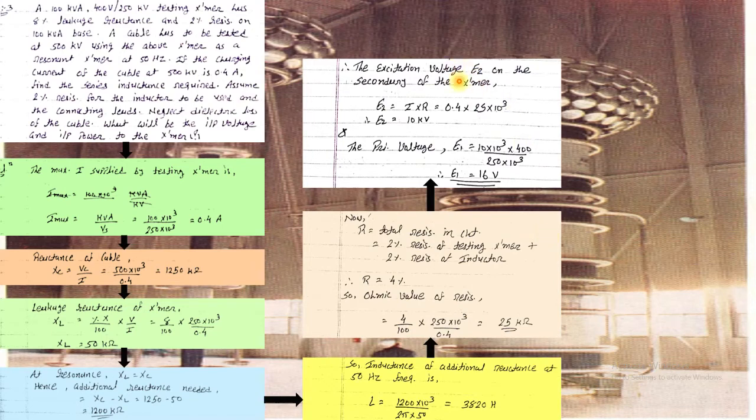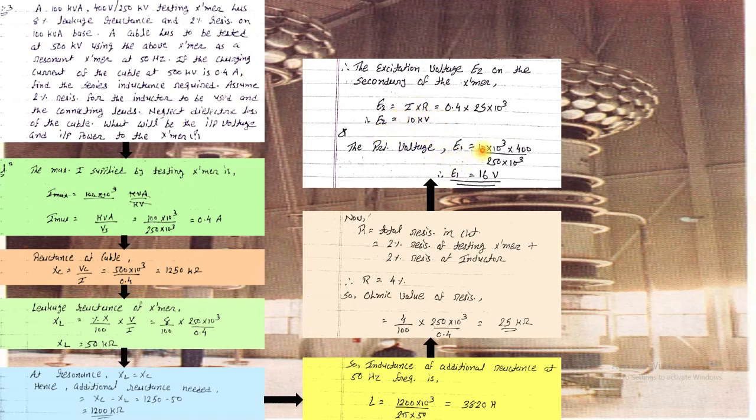So the excitation voltage E2, that is the induced EMF at the secondary of the transformer, is equal to I into R. Okay, why do we need to take I into R? Because now the resonance condition is created, and during resonance the impedance becomes equal to the resistance only. So E2 is equal to I into R. R is 25 kilo ohms, so E2 is 10 kilovolt.